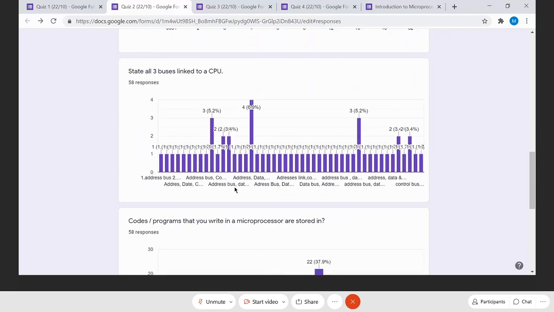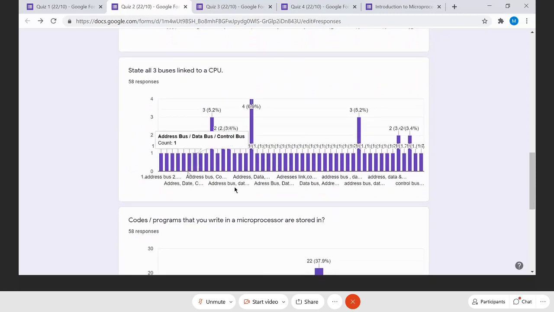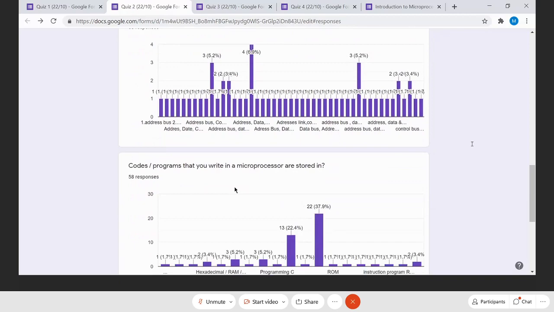All three buses link to the CPU. Address bus, data bus, control bus, correct. Address bus, control bus, data bus, right, correct. Okay, I think everyone got it correct. It's just the way you write it, right? But yes, correct. Very good.